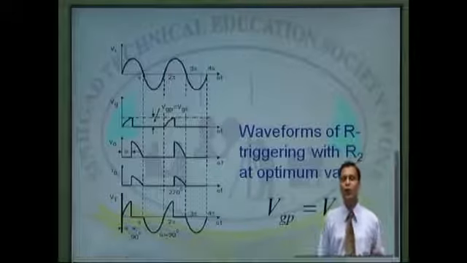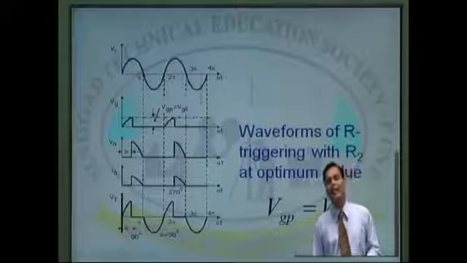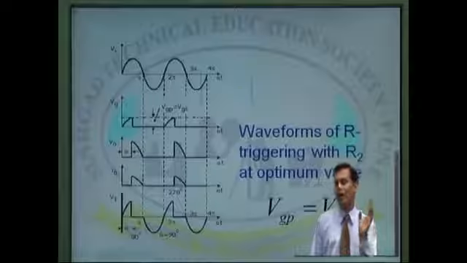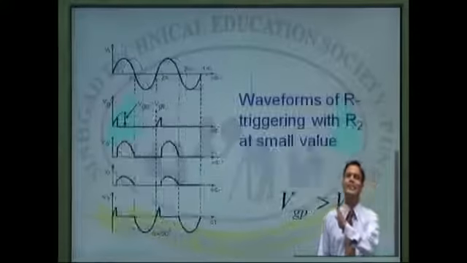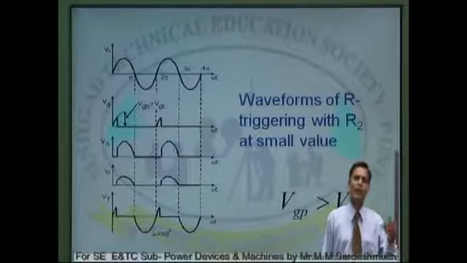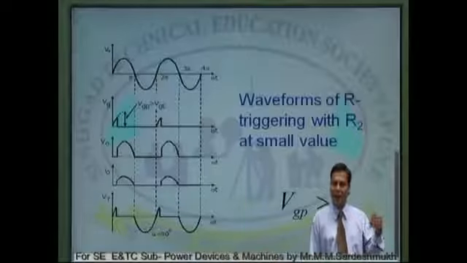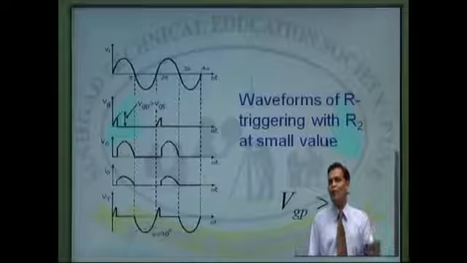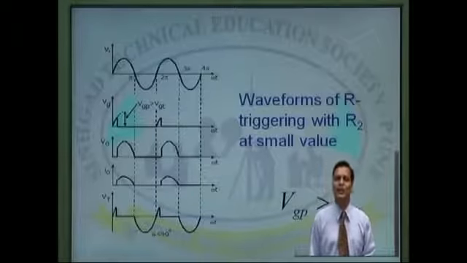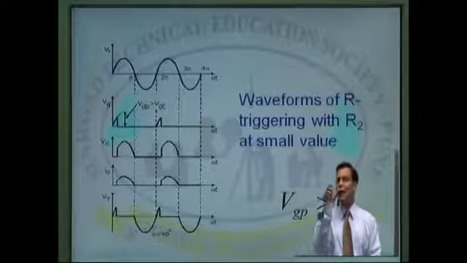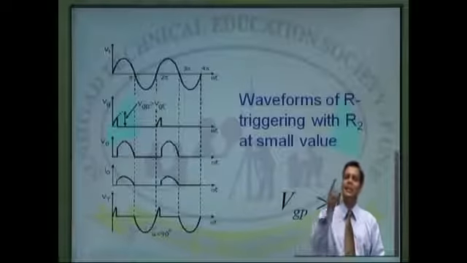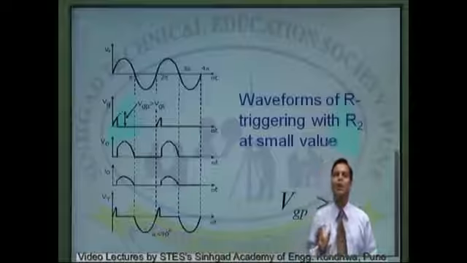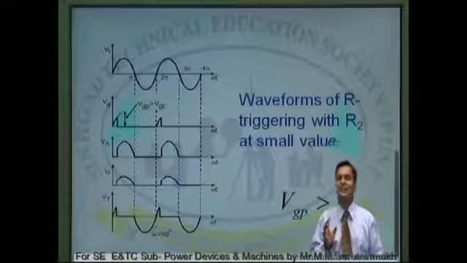If R2 is small, we can trigger the device comparatively earlier, or turn it on earlier. Considering all three cases, you will observe that when R2 is very high, we cannot turn on the SCR. If R2 is very small, we can turn on the SCR earlier, whereas if R2 is moderate, we can turn on the SCR at a moderate time. That means the firing angle alpha, where the SCR turns on, can be controlled by varying the value of resistance R2, and that's why this method is called resistance triggering.